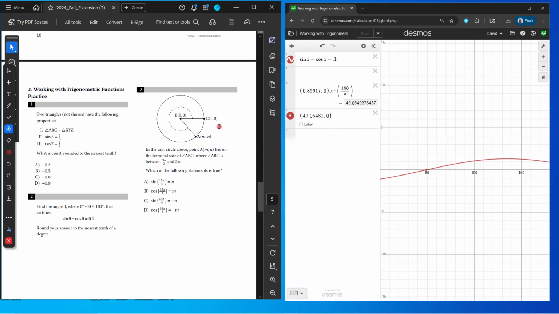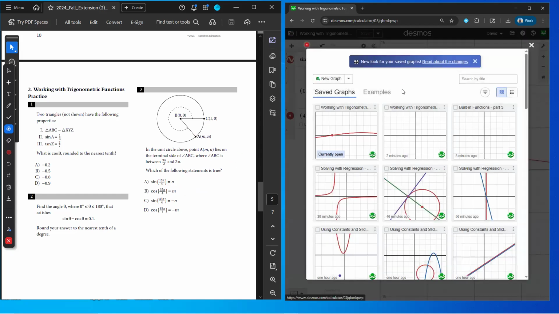Question 3 is a unit circle. It has a radius of 1, going from B to C. And we have point A that lies at M, N, and it lies on the terminal side, where angle ABC is going to be an angle greater than 3 pi over 2 and less than 2 pi. So this is in radian mode. You were just in degrees, so if you're going to type these in, you may want to go back to radian mode before typing them in. The question seems very challenging, and you may be tempted to use your unit circle knowledge, which I applaud you for if you were able to figure it out, but you have to remember this is Desmos. We have a calculator. We can just type them in.